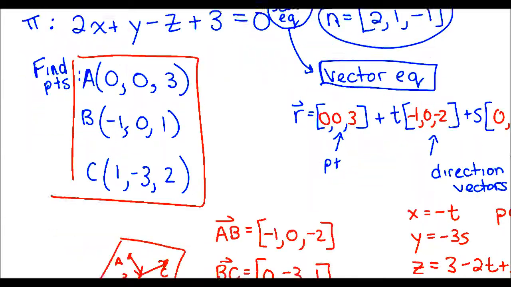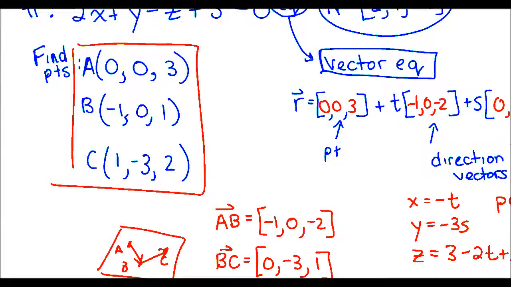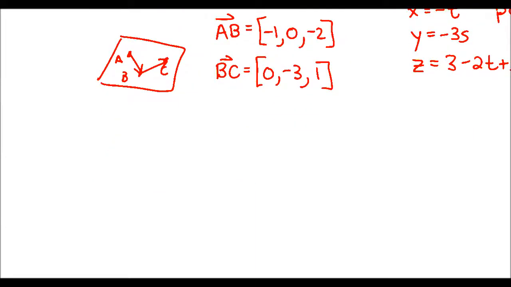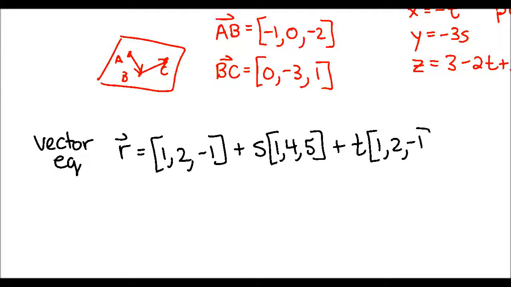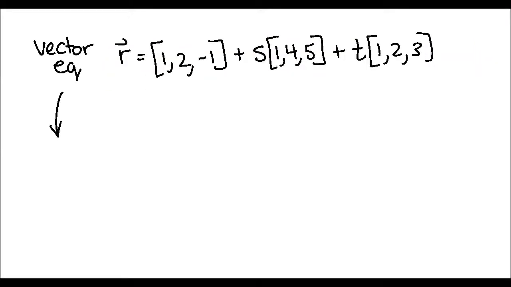Oh, let's talk about how to go from a vector equation to a scalar equation. So if you were given a vector equation of a plane, let's say I just made this vector equation up, and it was 1, 2, negative 1, plus s, 1, 4, 5, plus t, 1, 2, negative 1. Actually, I don't even want any negatives because I'm being really lazy. 1, 2, 3. Awesome. Okay, so there's the vector equation of a plane. So let's say I wanted to turn that into the scalar equation.